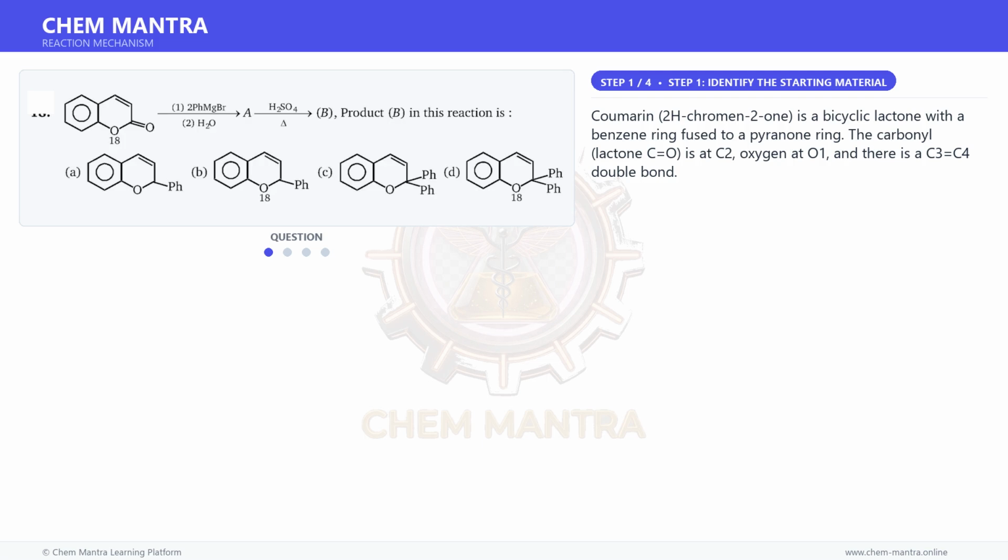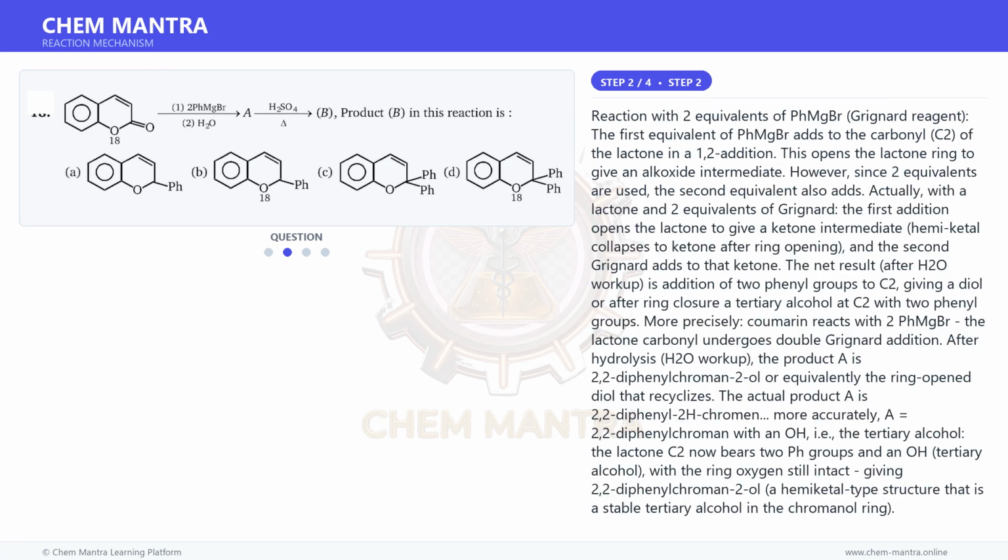Coumarin, 2H-chromen-2-one, is a bicyclic lactone with a benzene ring fused to a pyranone ring. The carbonyl, lactone C=O, is at C2, oxygen at O1, and there is a C3=C4 double bond. Moving on to the next step.